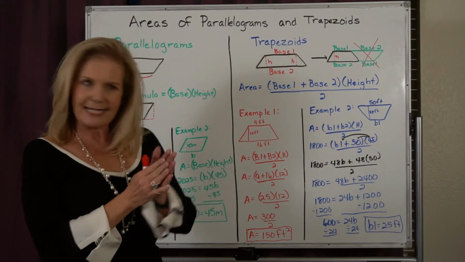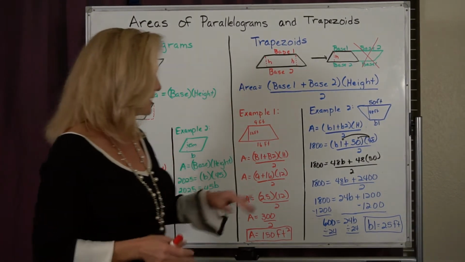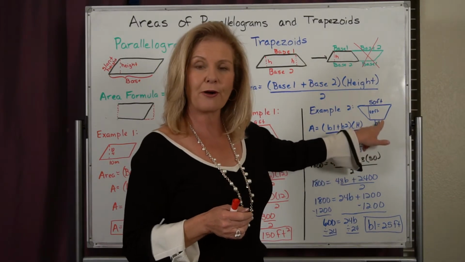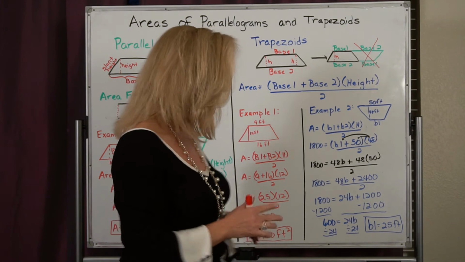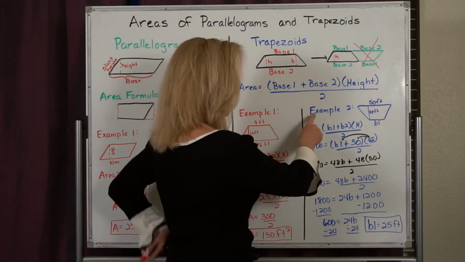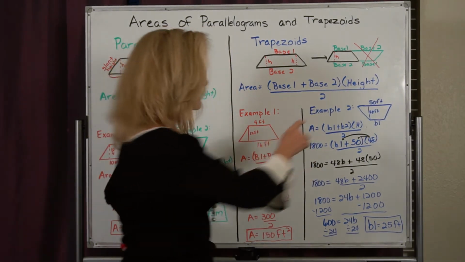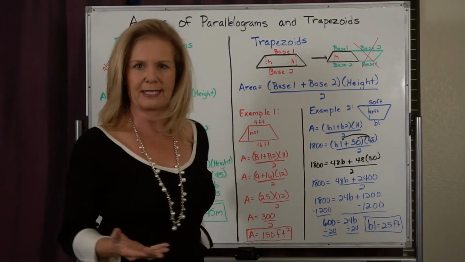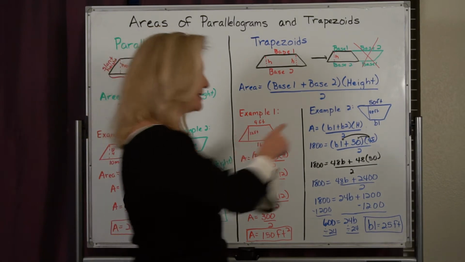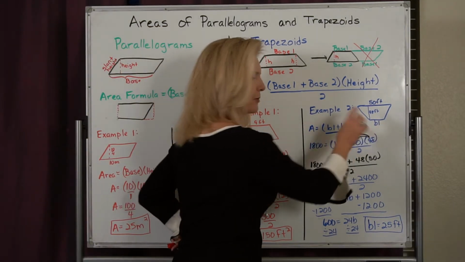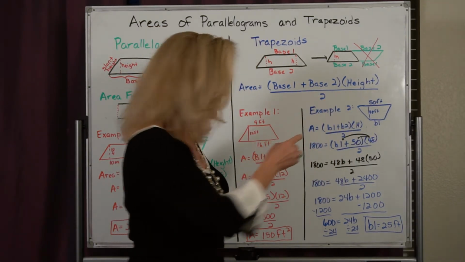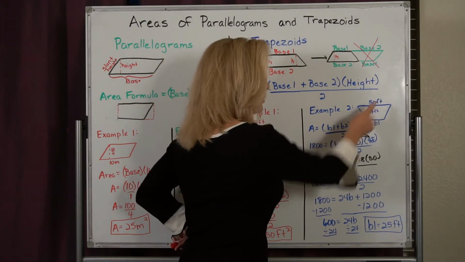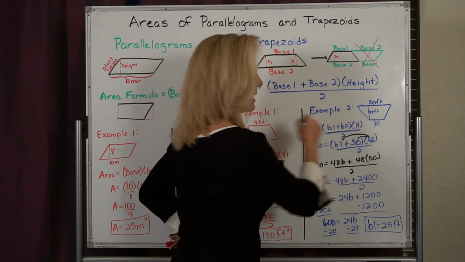Okay, but they're going to get a little rough here. Sometimes they leave out your bases or your heights. So if that's the case, this is a fun one. They're going to give me my area. They're going to say this trapezoid has an area of 1,800 feet squared. I don't know my base 1, which is my shorter one. Even though it's tipped over, it's still the shorter one on the bottom, so that's my base 1. I do know my base 2, which is 50, and I know my height is 48.